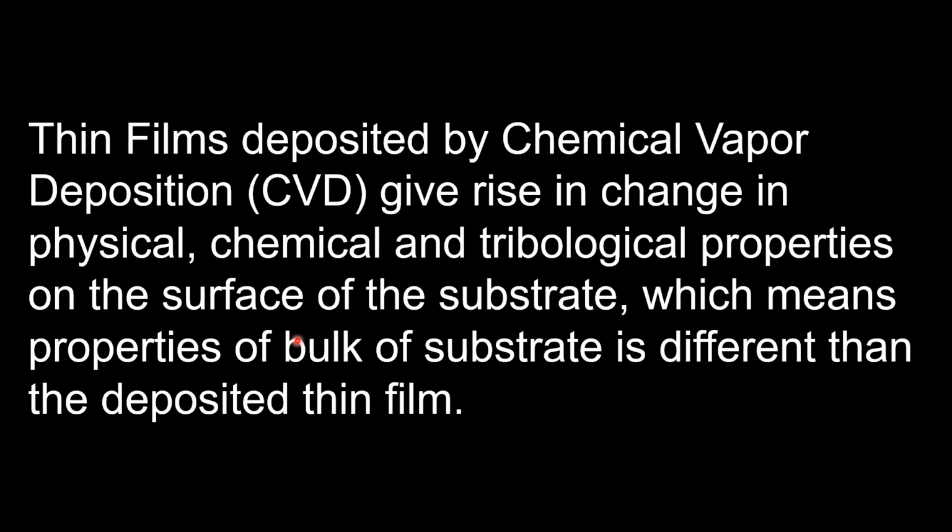So when the thin films are deposited on the surface of the bulk material, the physical properties, chemical properties, and tribological properties of this surface of the material get changed with respect to the bulk material. So basically, if you want to change the physical, chemical, or tribological properties of the material from the bulk material, then you can deposit a thin film of your desired requirement.